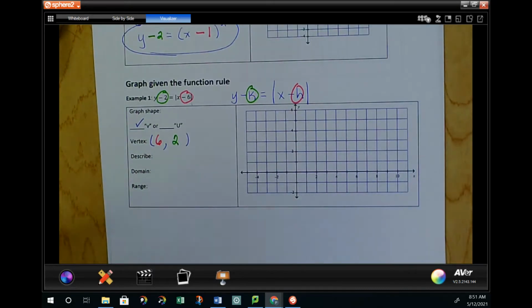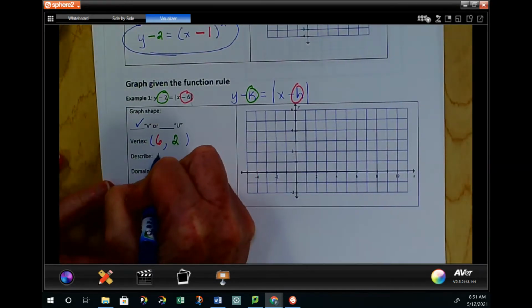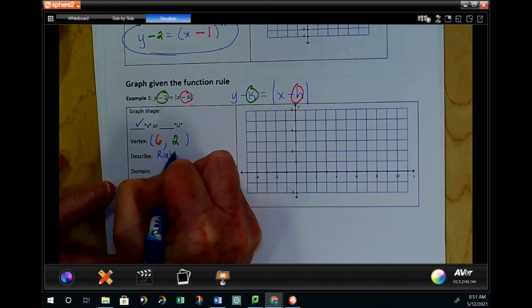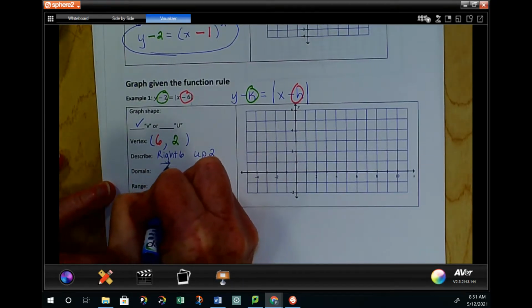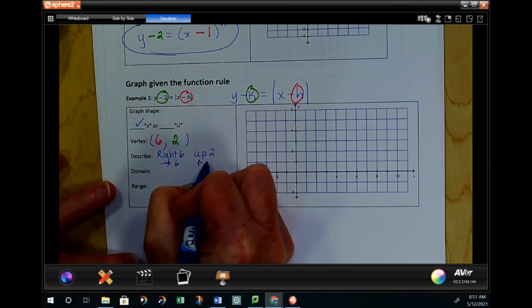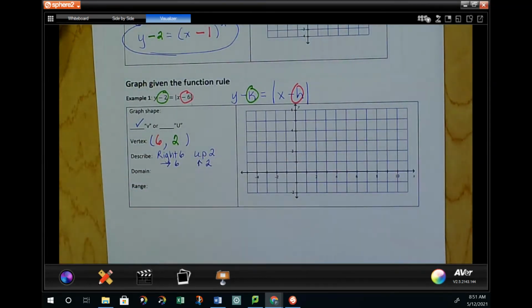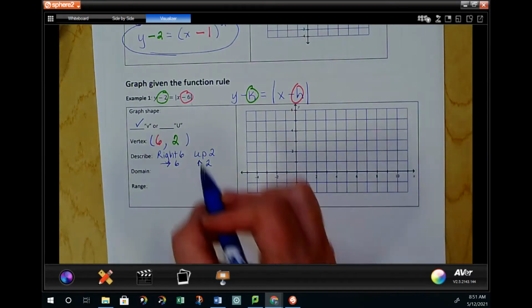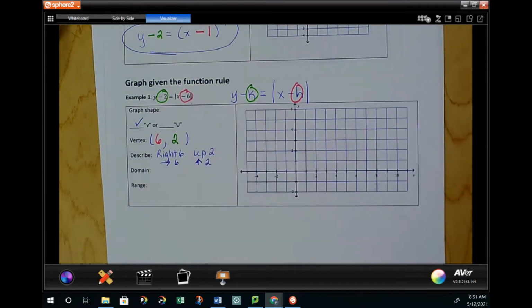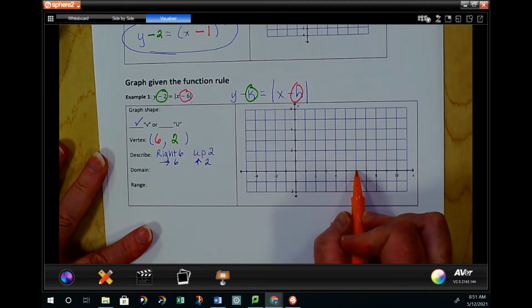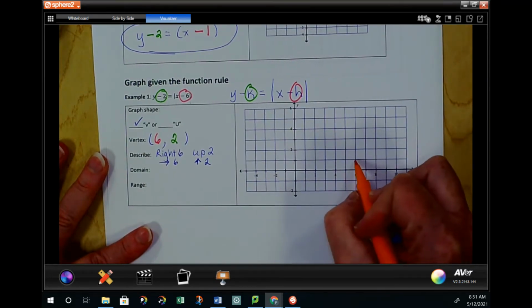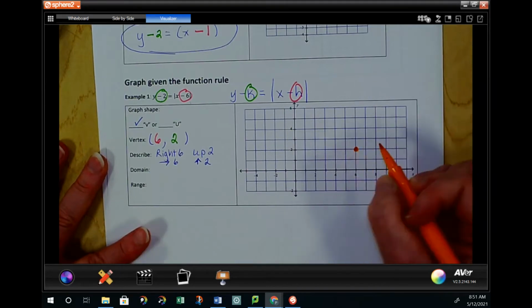And so that description would be that I'm going to move it right 6 and up 2. Again, if you want to do arrows, you can. I don't care. If you want to write it like that instead of writing words, that's perfectly fine with me. So now we're going to go over and graph. We're always going to graph that vertex first. So I'm going to go all the way over to the right 6 because that's my x value of my vertex point, and then I'm going to go up 2. So I've got that point.